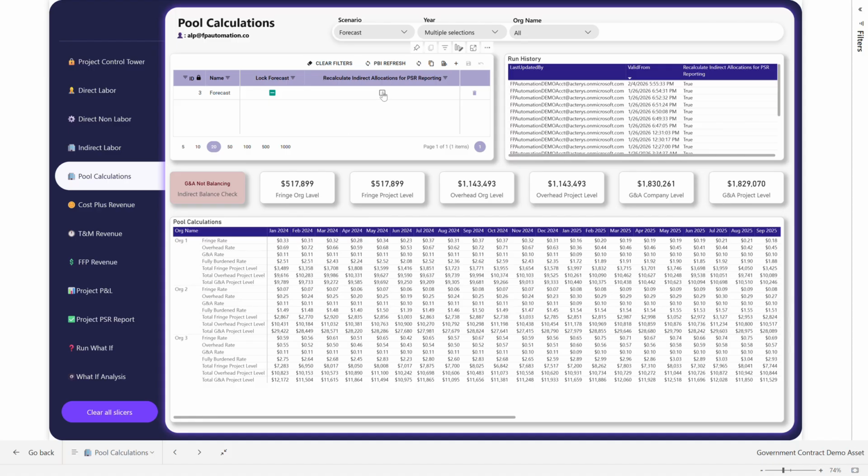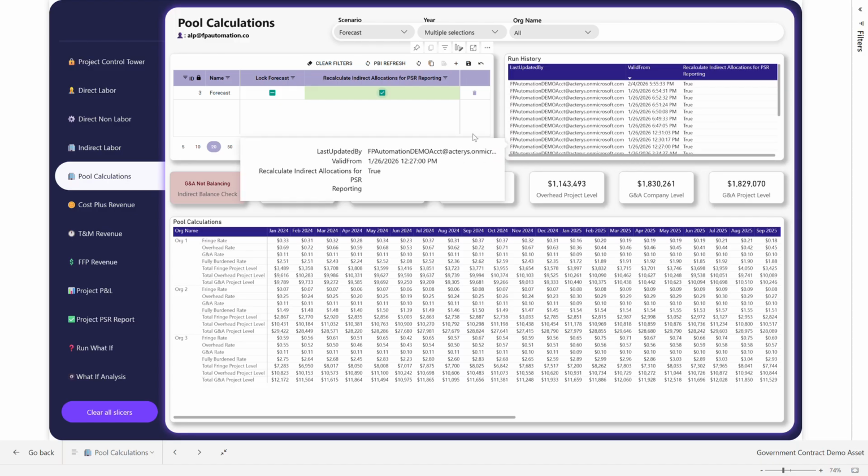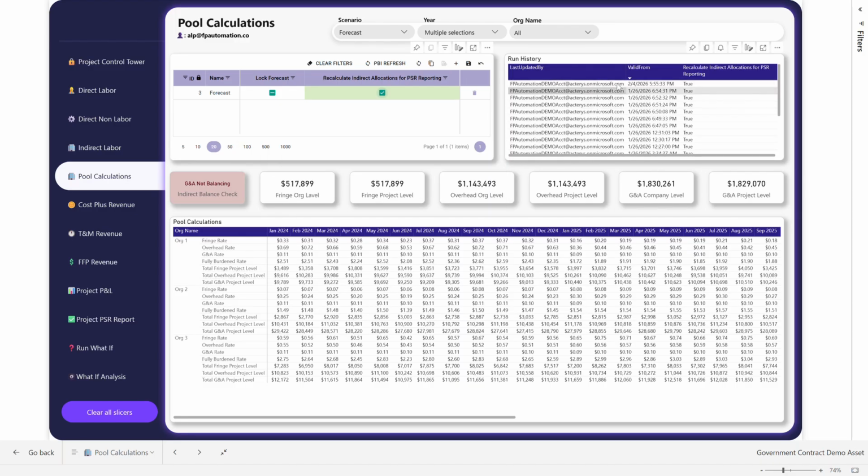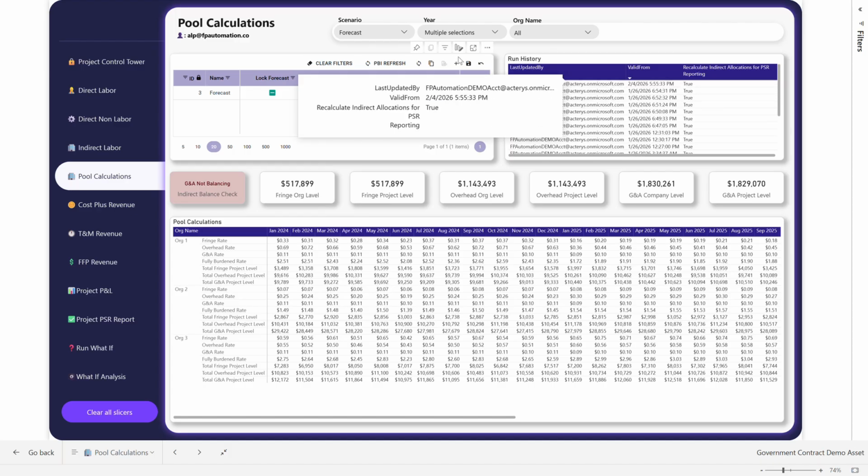So the way we do this is we leverage Acterys to be able to rerun our indirect allocations so that we can spread our indirect labor costs across our projects. And our checks right here are essentially checking that fringe, overhead, and G&A are all tying. You can see, for example, the G&A is not tying. In addition, we also have at the top right here a run history showing when we last ran this.